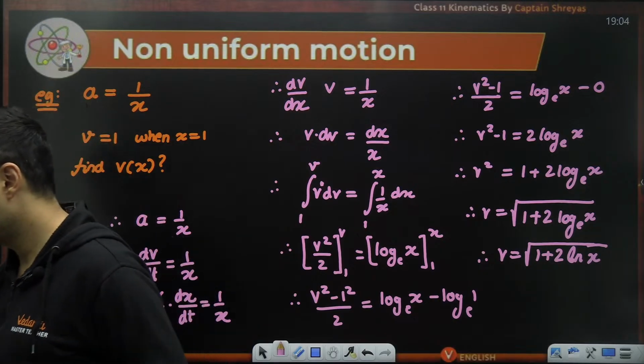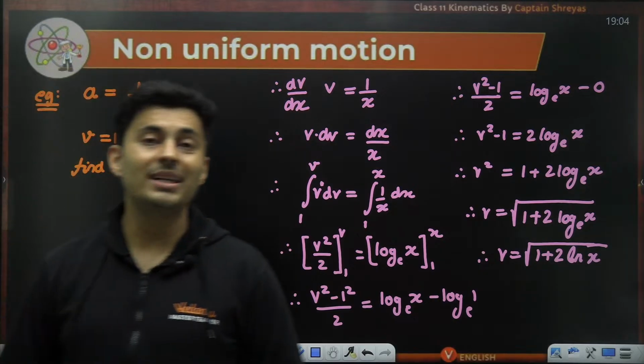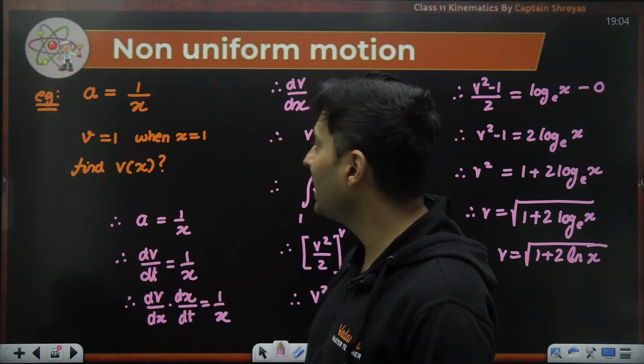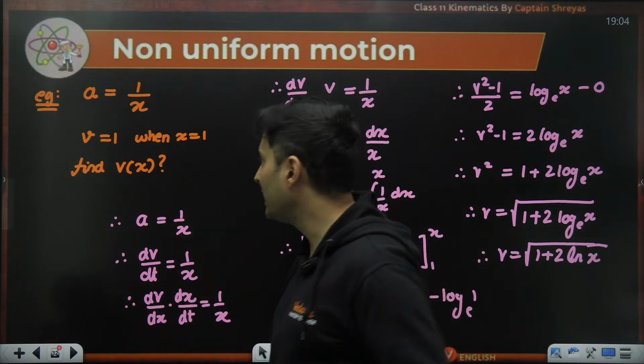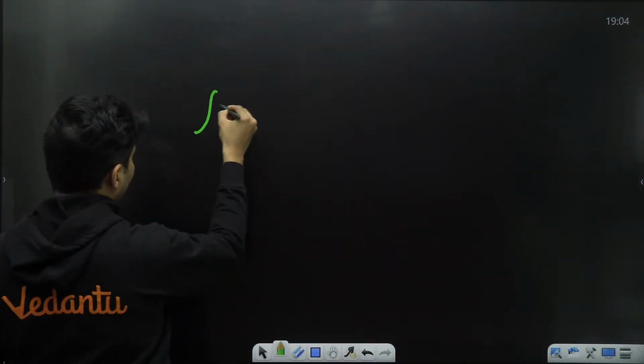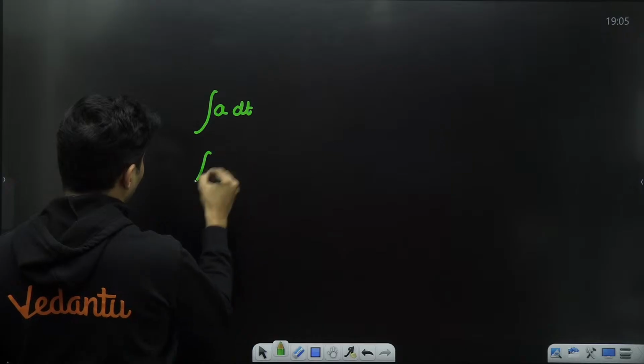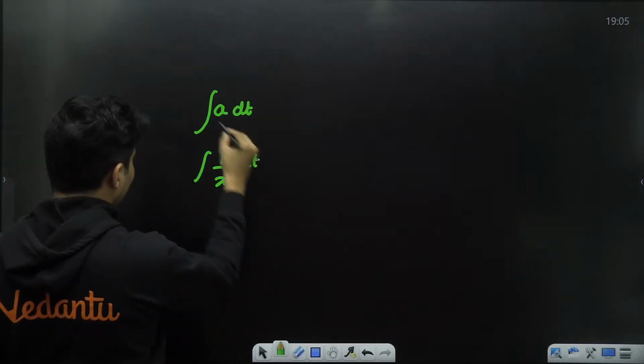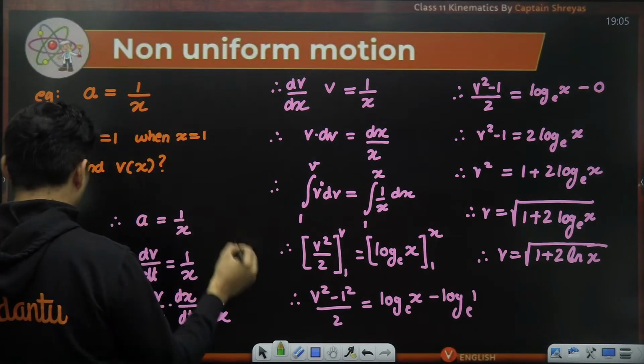Done, dusted. We couldn't integrate it first because you cannot integrate variables of different kinds. So I know you guys are probably thinking, sir, can't I integrate acceleration with time? Fine. How can I integrate this? Because acceleration is 1 by x. How can I integrate this?